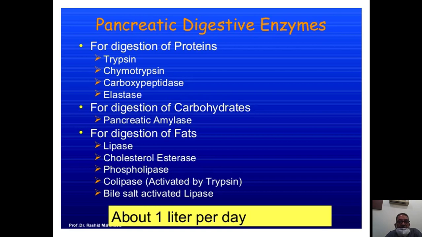For digestion of fat: lipase, cholesterol esterases, phospholipase, colipases, bile salt activated lipases. So all these enzymes, lipases and esterases, are meant for fat absorption. So this is the list of various enzymes secreted by the pancreas for all sorts of incoming food particles: protein, carbohydrate, and lipids. So the exocrine part of the pancreas is very important.